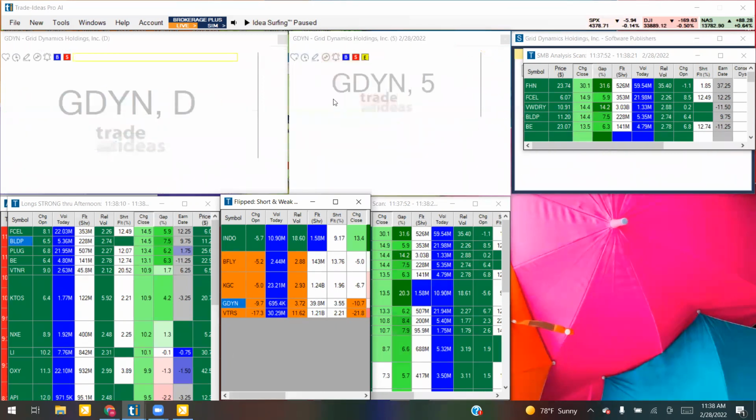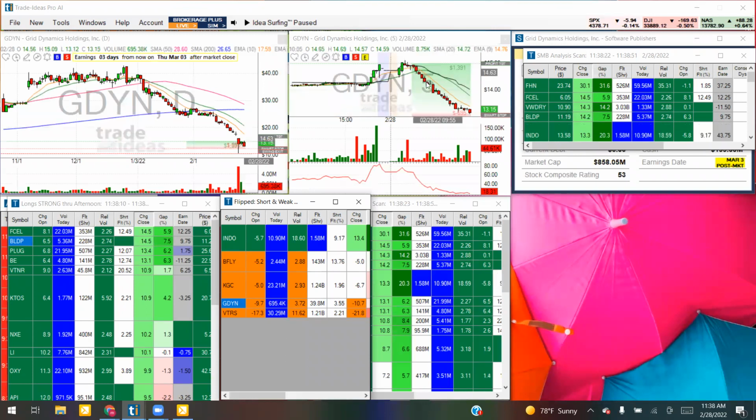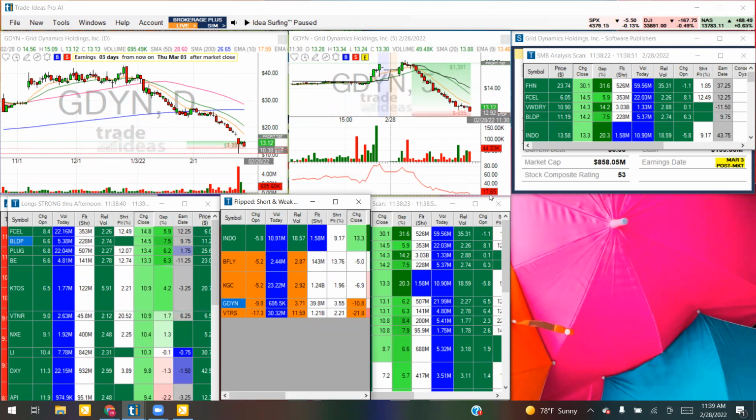Let's look at GDYN. All right, GDYN is an interesting stock. It is trending down to the 9 the entire day. It is appearing on the short and weak scan. What we look for in RSI is above 20 for shorts, so above 20 on a short and weak afternoon scan play, just like we look at 75 and below for the longs. We look for 20, 25 for the shorts and above.